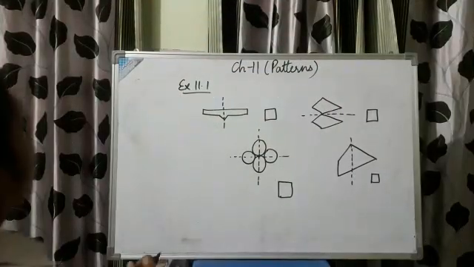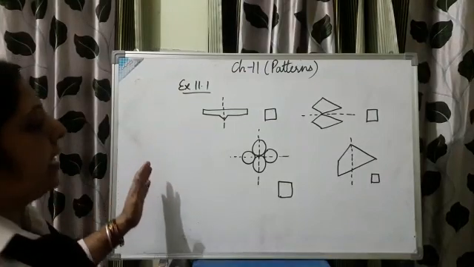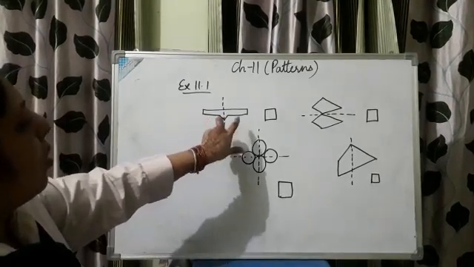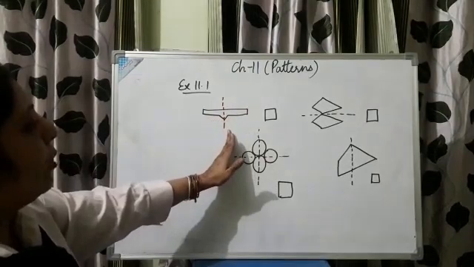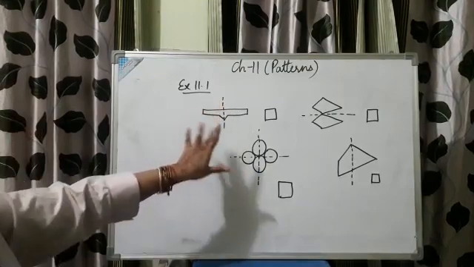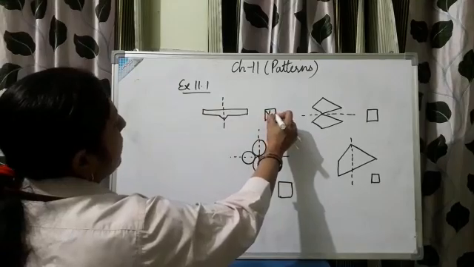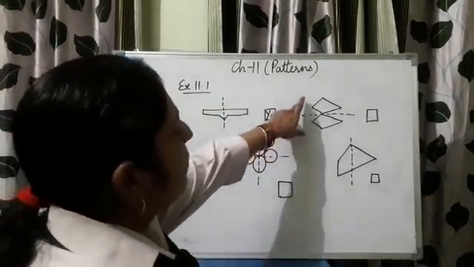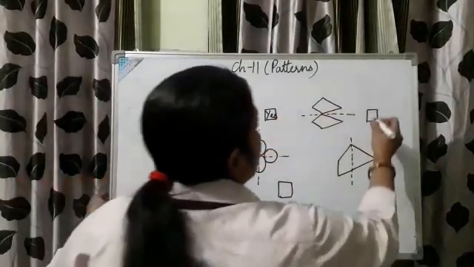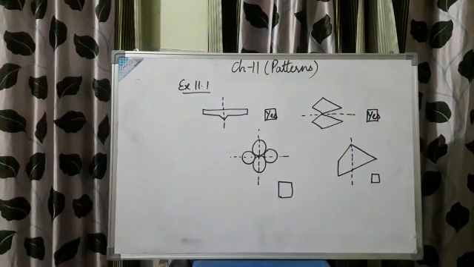Now in exercise 11.1, we are going to tell whether the figures given are symmetrical figures or not. If the figure is divided into two equal halves, and both the parts are of the same shape and size and the pattern is the same, then this is a symmetrical figure. So you will write yes in the block. Here also, when this figure is divided into two equal halves, both the halves are the same. That means this figure is also a symmetrical figure. You will write yes in the block.